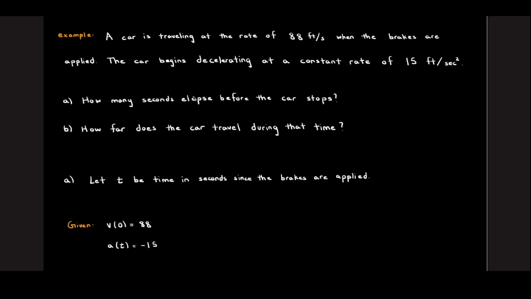So at the time when the brakes are just being applied, the initial velocity is going to be 88. And then also we know that the car is decelerating at a constant rate of 15 feet per second squared. So deceleration means negative acceleration. So the acceleration function is fully determined. a of t is always going to be negative 15. Notice the difference. Over here I have a given point. The initial velocity is 88. Whereas for the acceleration I have the entire function determined. Acceleration is always a constant negative 15.